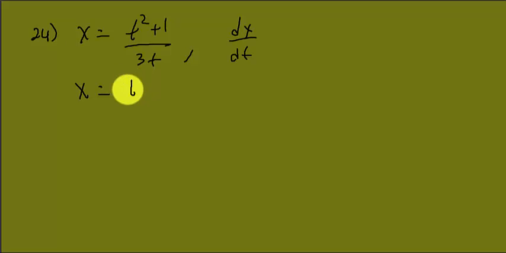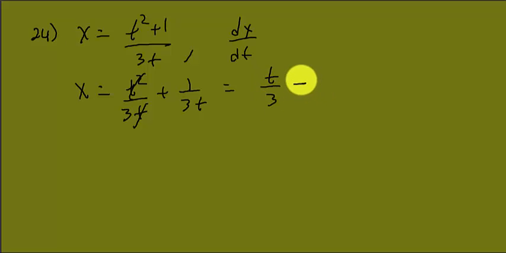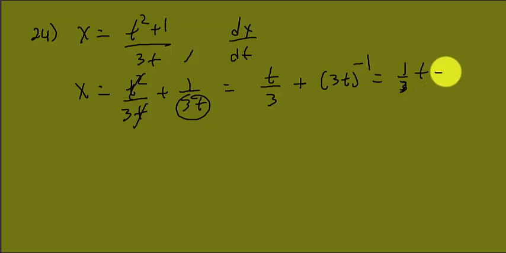This is going to be t squared over 3t plus 1 over 3t. I'm going to clean this up a little bit. The t's are going to reduce, and that's going to give me t over 3. And then I'm going to take this to the top, and that'll be 3t to the negative 1. Now I'm going to clean it up just a little bit more. That's 1/3 t plus 3t to the negative 1.